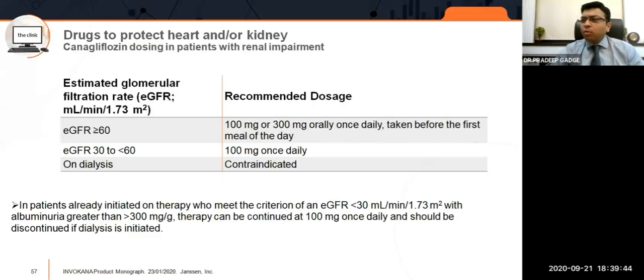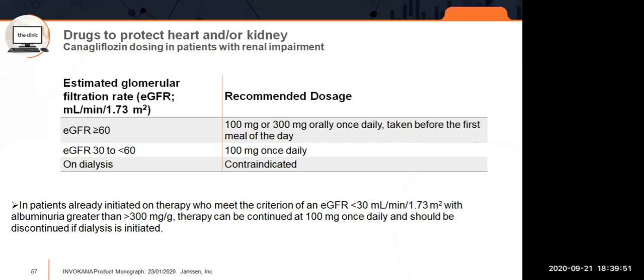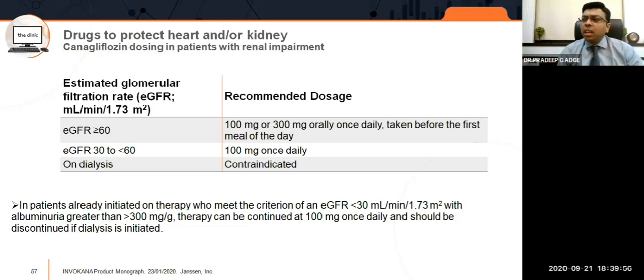Now coming to canagliflozin, see, these are the recommendations. You can use 100 milligram or 300 milligram in patients who have normal kidney functions or mild renal insufficiency up to eGFR 60. For eGFR 30 to 60 you can use 100 milligrams, and in patients who are on dialysis, as of now it is contraindicated. However, patients who are put on canagliflozin, those I am talking about who have GFR less than 30 and who have very high albuminuria, can still be continued. Remember this.